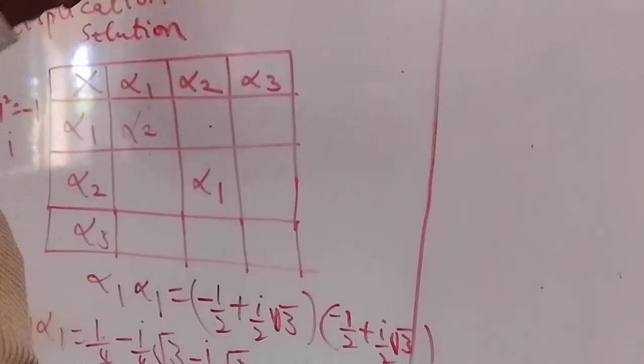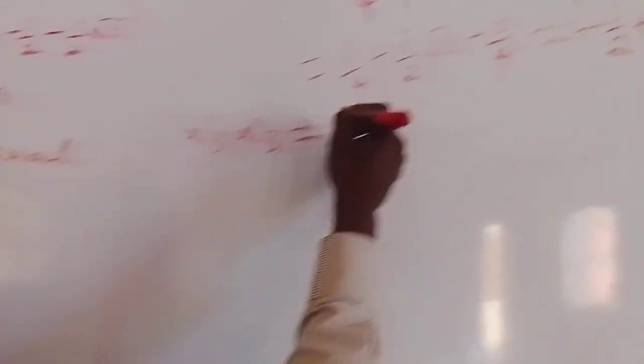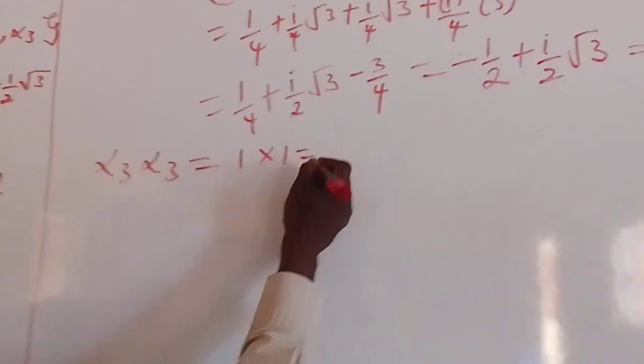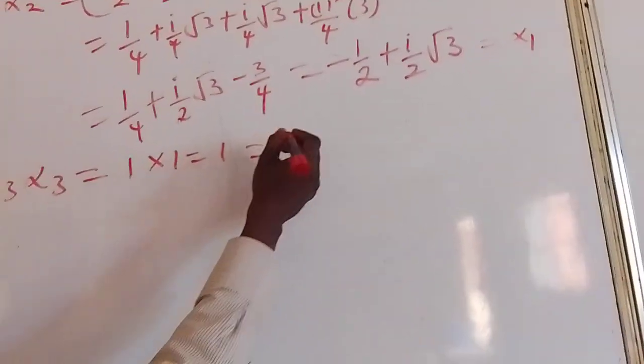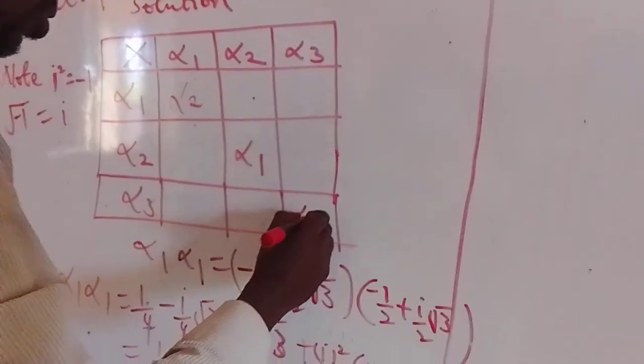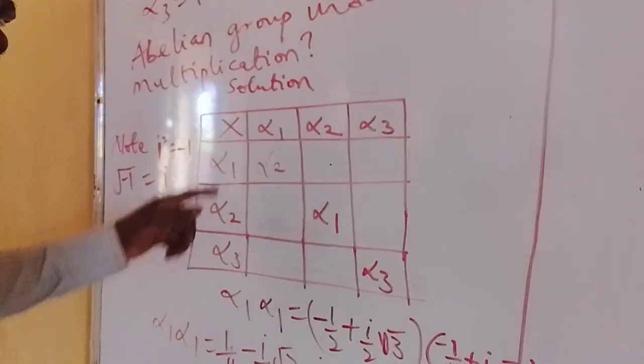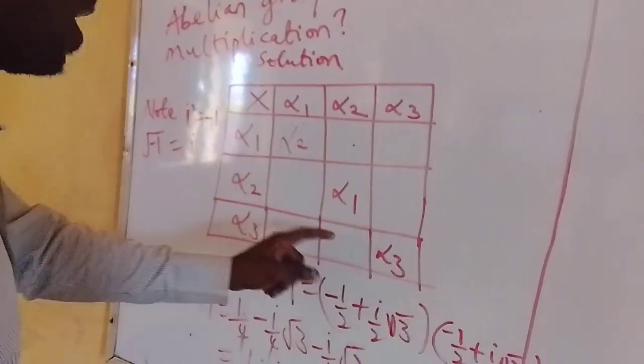is equal to, now that means we are multiplying, our alpha 3 here is 1. So alpha 3 is 1 times 1. So in the operation table, we are having 1. And 1 is the same thing as what? Alpha 3. So when you multiply alpha 3 by itself, it gives you alpha 3. So the next thing is now to complete the other part of the table.